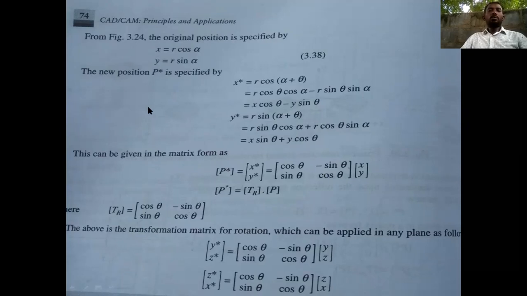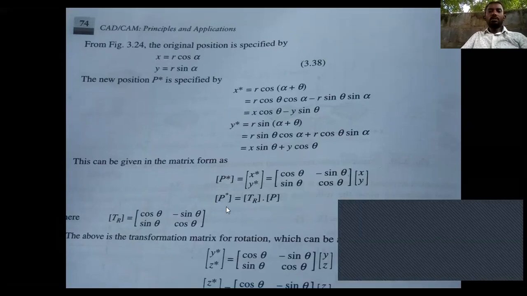So this is the new position. P star is specified as the new position, while the initial one is the original position. So x sin theta plus y cos theta is the new position. This can be written in mathematical matrix form: P star, that is x star, y star, equals the matrix cos theta, minus sin theta, sin theta, cos theta, multiplied by x, y, the initial position.